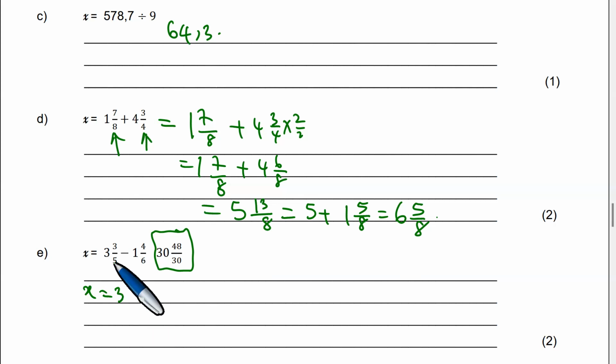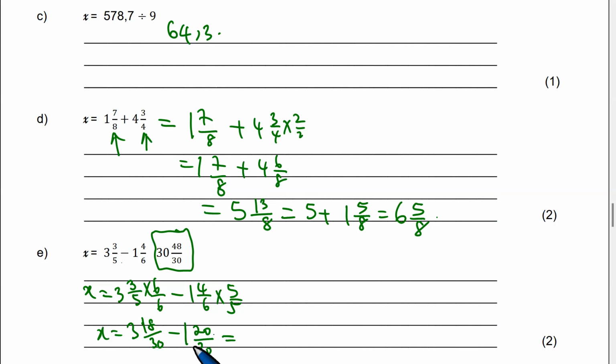First things first, you must have the same denominator. This one is 5 and this one is 6. How can you make these two the same? We multiply the denominator of the left side by 6, and this one you multiply by 5. The LCD of 5 and 6 is 30. So 3 by 6 is 18. 3 by 5 is 30. 4 by 5 is 20. This is 30.